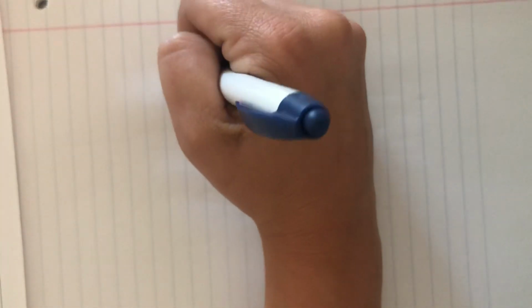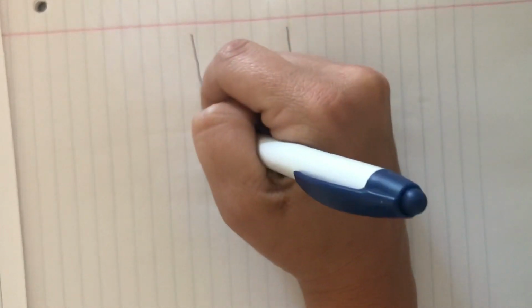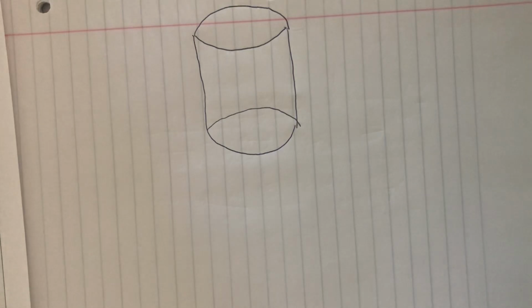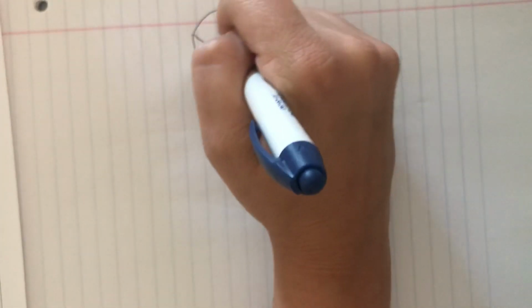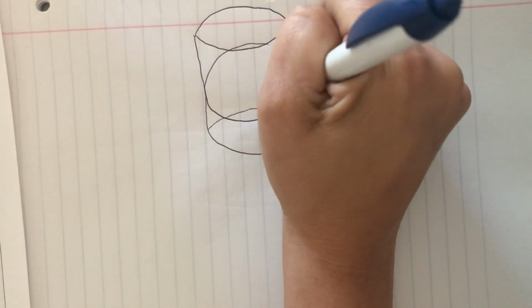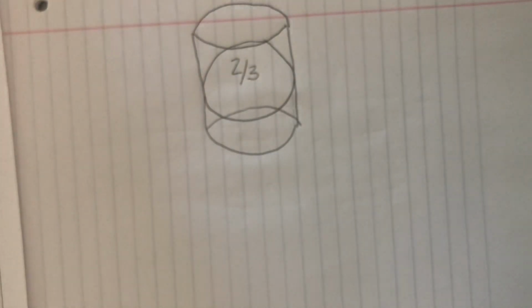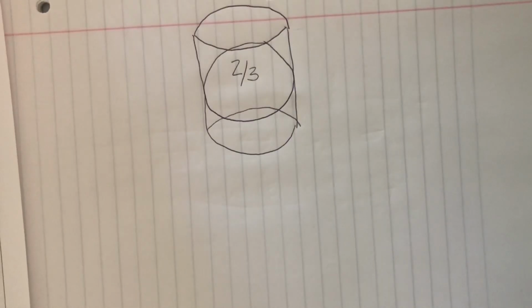So if I was to draw a cylinder, remember we learned about the volume of a cylinder earlier this week. So if I had a cylinder, again, don't mind my drawings, and I took a sphere with the same radius and I put it inside of this cylinder, it would take up 2/3 the amount of space.